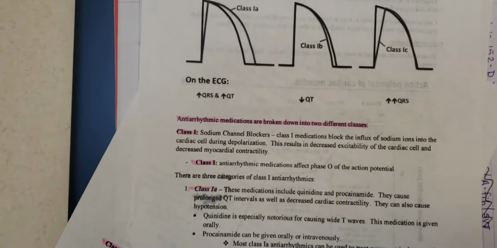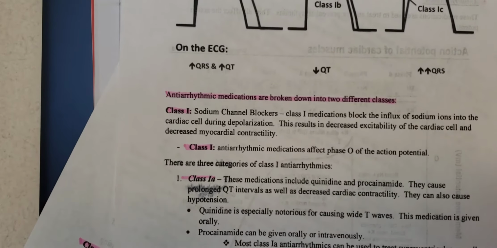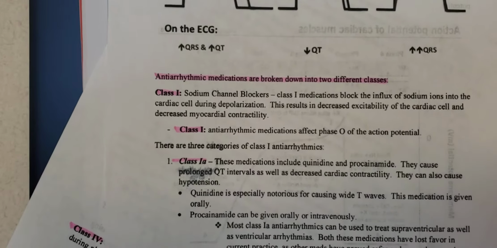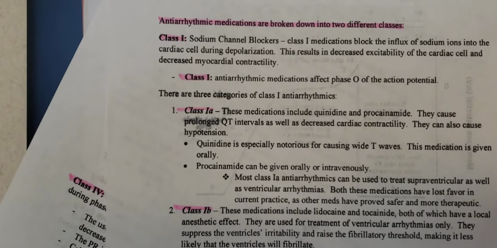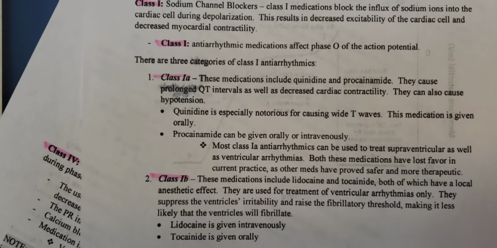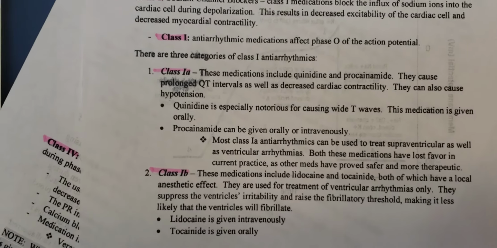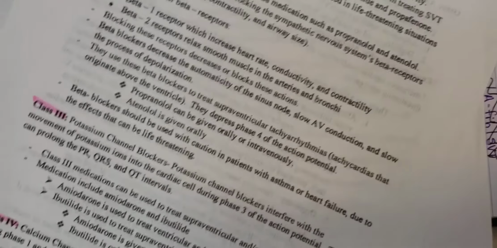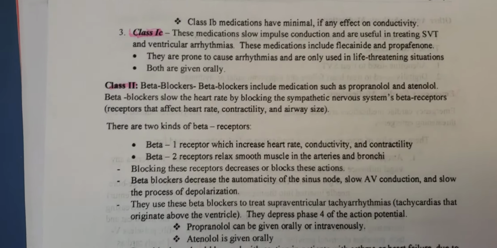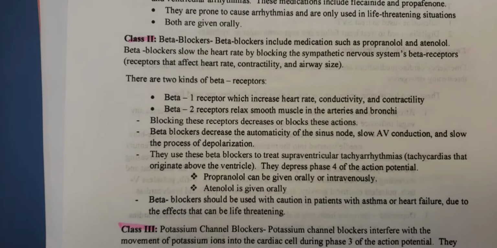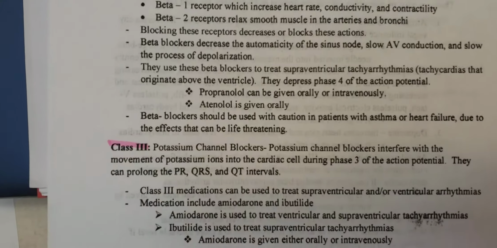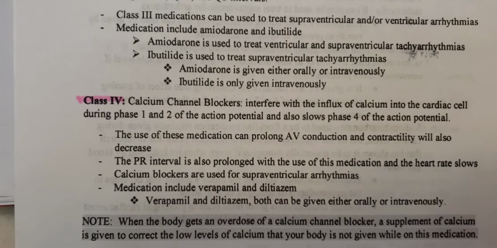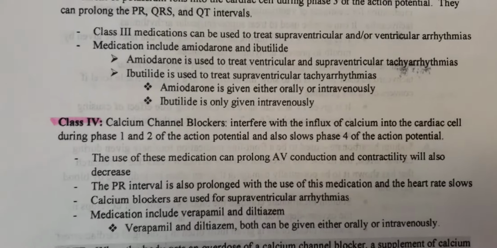Also, make sure you know what antiarrhythmic medication or how they're broken down into different classes. Make sure you know what belongs in class 1, and that class 1 is broken down into 3 different subclasses: class 1A, class 1B, and class 1C. Then you have class 2, which is your beta blockers, class 3, which are your potassium channel blockers, and class 4, which are your calcium channel blockers.